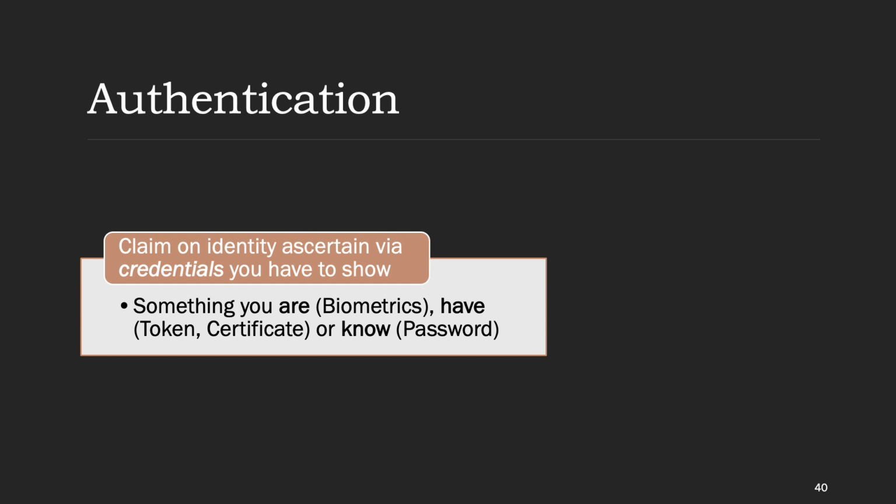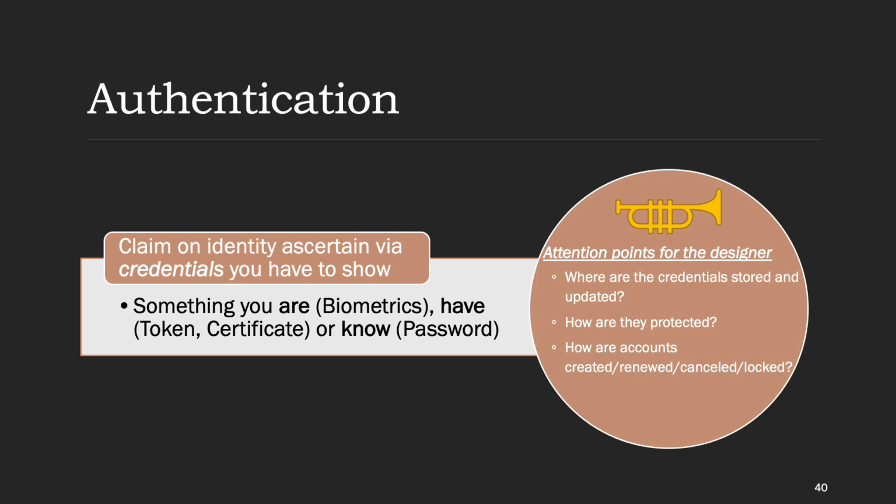Authentication is a process of verifying identity of something or someone. In other words, it's a claim on the identity assertion via some credentials that you have to show. These credentials used to authenticate can be either something that you are, so here we're talking about biometric authentication, or something that you have, for instance, using a token or a certificate, or perhaps something that you know, for example, your password.